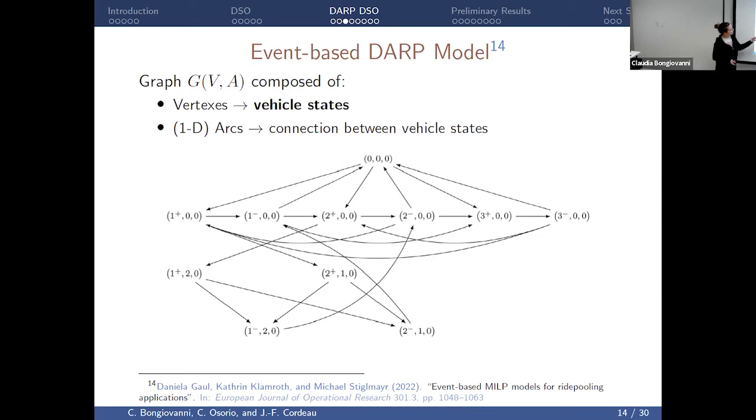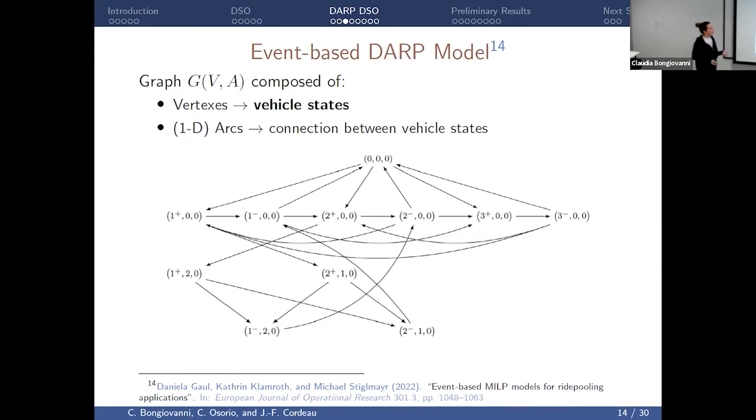When we have tuples which contain more digits, the first digit indicates the current action of the vehicle, while the other digits indicate the other passengers on board. So 1+, 2, 0, for example, indicates the vehicle is picking up customer 1, but also customer 2 is on board. So essentially, customer 2 was picked up before, right?